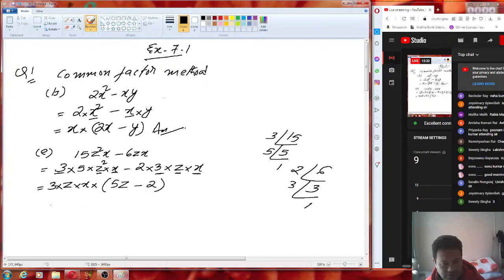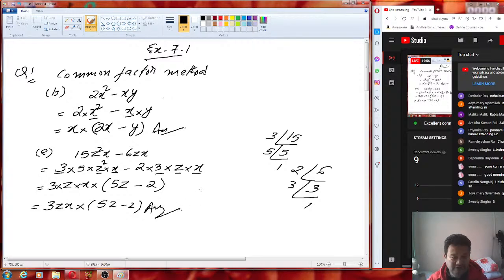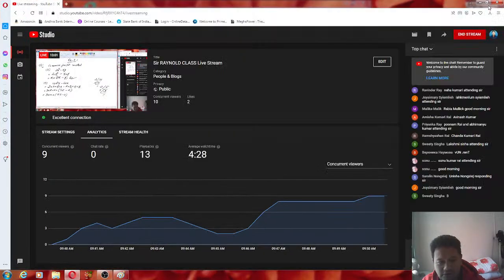These, you can see, are the factors. 3zx, of course we can write together, 3zx or 3xz, whatever, and another one is 5z minus 2. So these are the two factors after we split them in the form of a product, okay, and by taking common factors. So this is the answer. So I hope you understand this. Any questions or any doubt, you can tell me now.